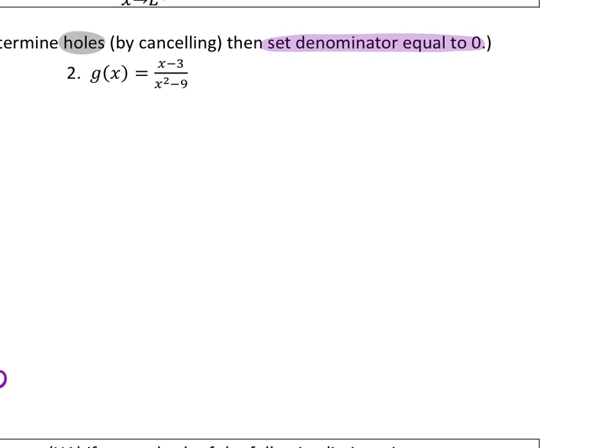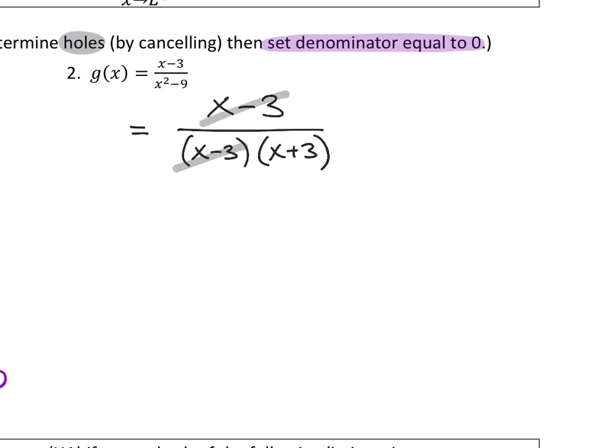The first thing we do to make sure we know where the holes are is we factor. Is there anything I have to factor in the numerator? Can I factor the denominator really quickly though? Yeah, it's x minus 3, x plus 3. Voila, these cancel. So I'm really just left with the function 1 over x plus 3. So what's my vertical asymptote?